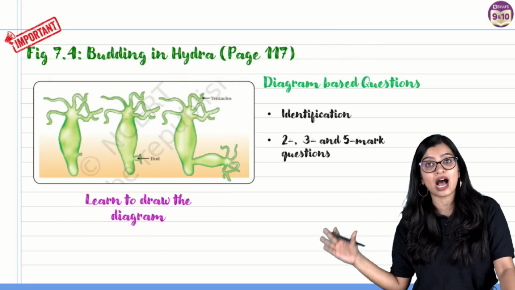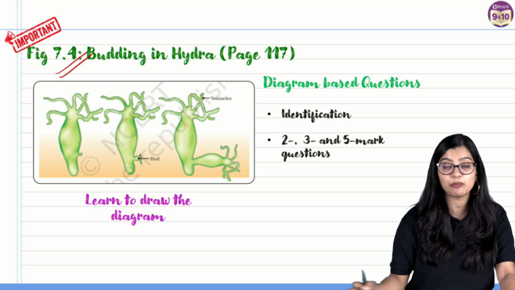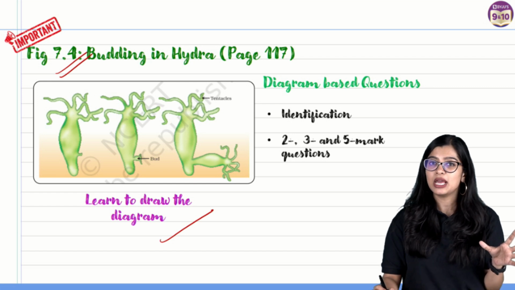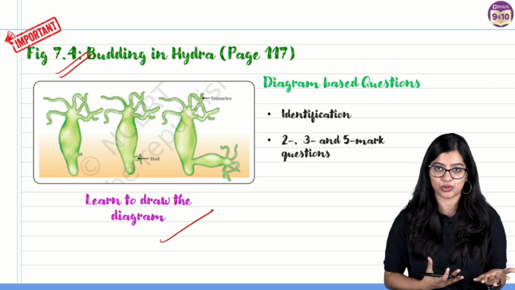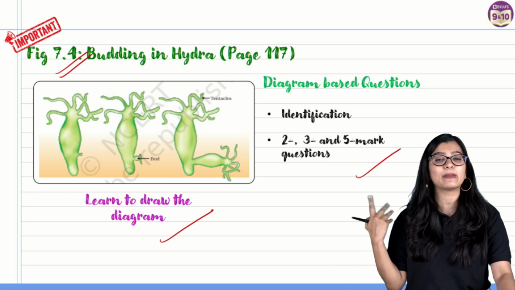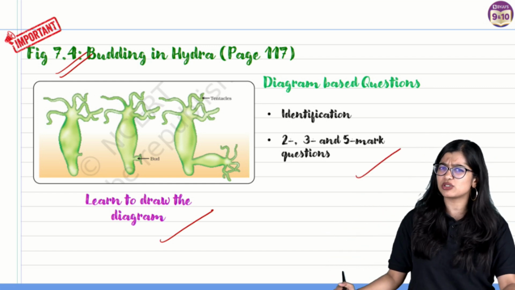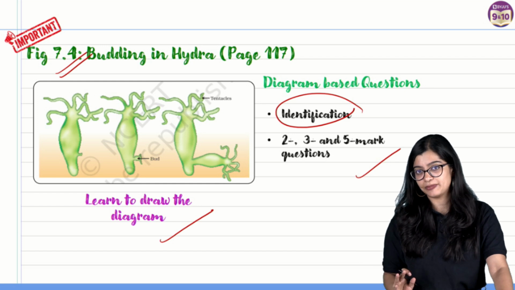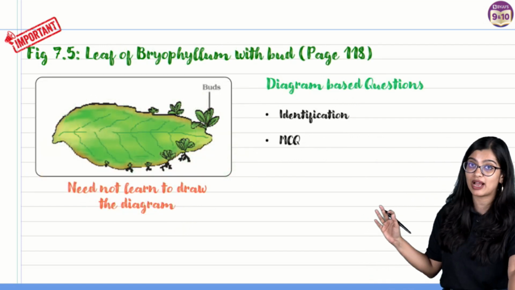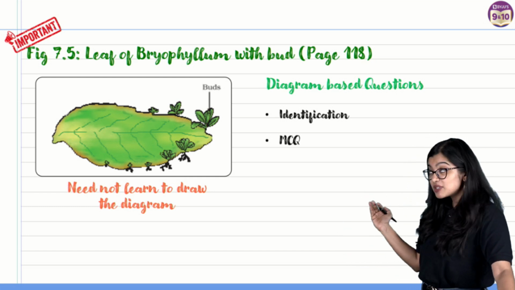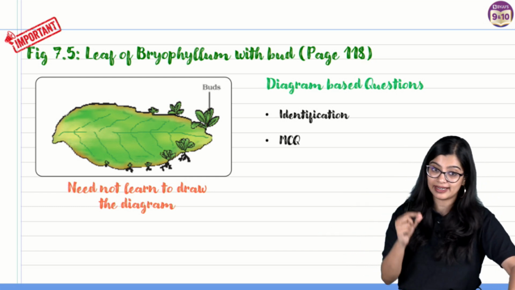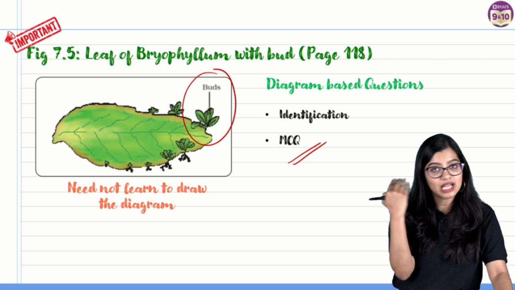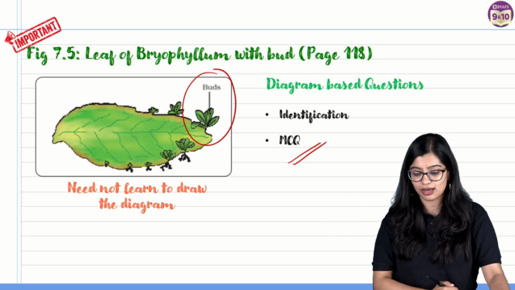Next up, we have budding in hydra, that is there in page 117, figure 7.4. This again has been asked where they've asked to draw the diagram in some cases, but it's always good to be on the safer side where you know how to draw. So they will ask this for 2 marks, maybe in some cases 3 marks, or they can ask you MCQ based questions where they'll give you the diagram and you'll have to identify. So identification in all diagrams is key. Same goes for figure 7.5, which is bryophyllum or leaf of bryophyllum with buds. We have seen this come first in section A especially, so identifying and making sure that you are able to understand what is happening here is very important. So MCQ based questions can come from this.